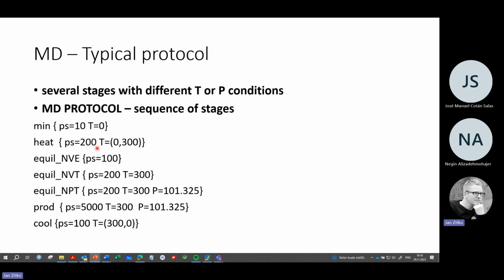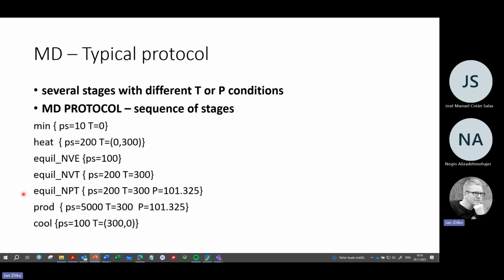Then we usually do so-called heating. Because we start with temperature 0, which is just normal force field minimization, we want to slowly increase the temperature of the system. So this notation means that for 200 picoseconds, the temperature will be varied from 0 to 300. Over 200 picoseconds, we are increasing the temperature from 0 to 300, so slowly heating. Then we usually have some equilibration phases.